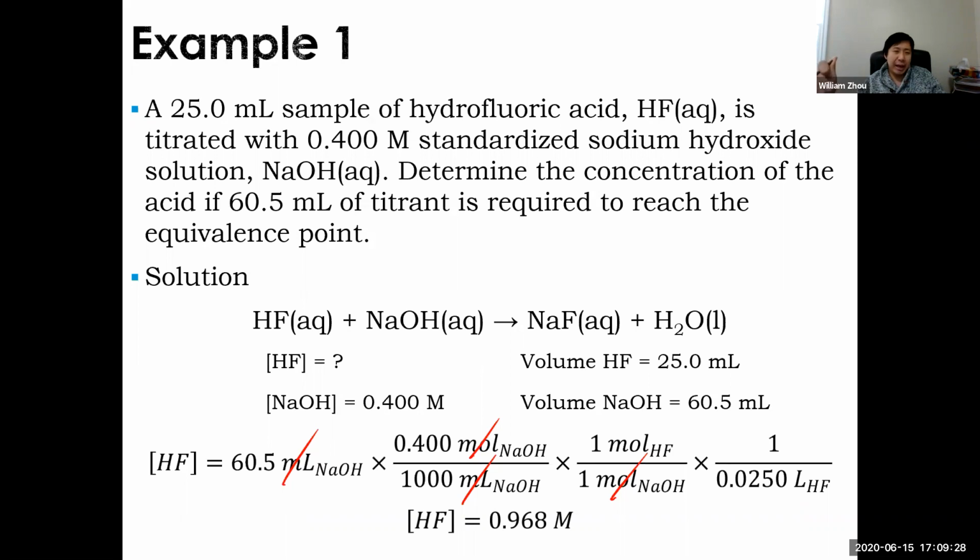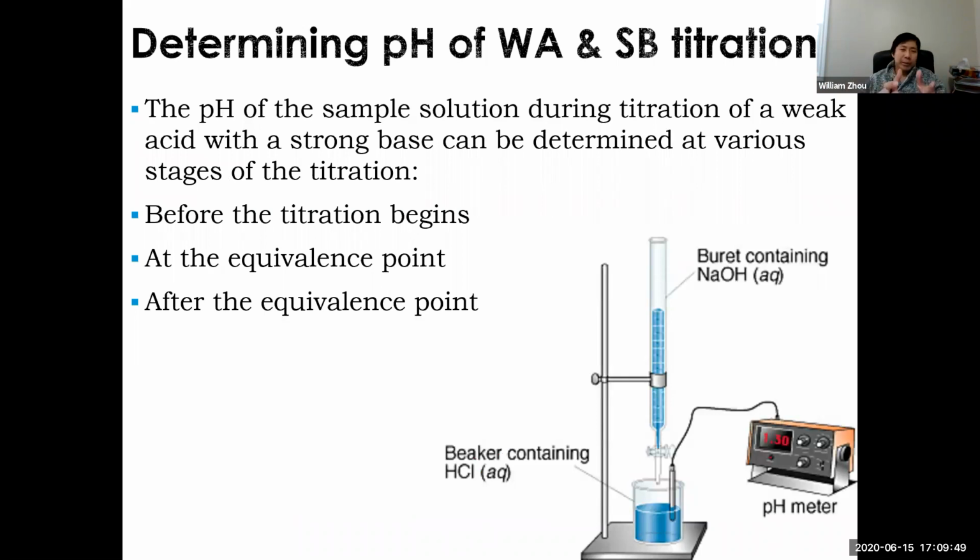Exactly the same as you would calculate for a strong acid, strong base titration. So this doesn't matter when you calculate the concentration or the volume. What does matter is when you calculate the pH. If you want to calculate the pH of a titration involving a weak acid or a weak base, that is way more complicated. So here's what this lesson is really about.